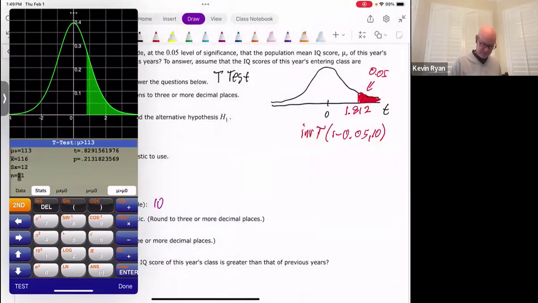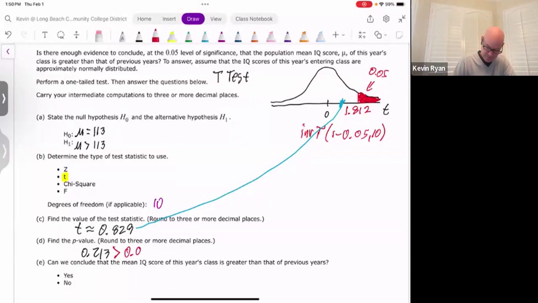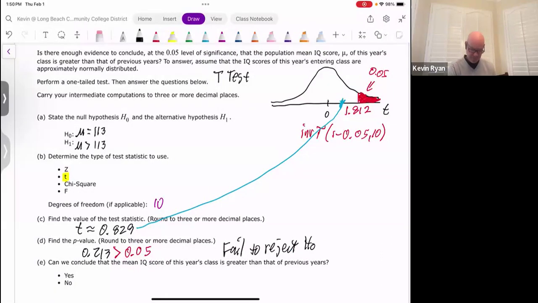All right, so let's come to a conclusion here. First of all, I can see that my test statistic is nowhere close to the critical value. And I can also easily see that this is way bigger than my alpha, which means we are going to fail to reject the null hypothesis. Would we conclude that it's greater? Nope, we would not. Any questions? All right, let's keep going.